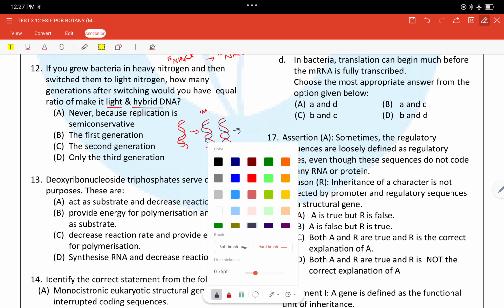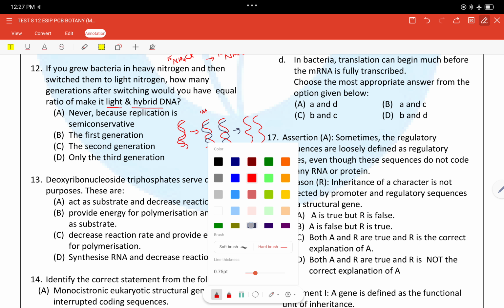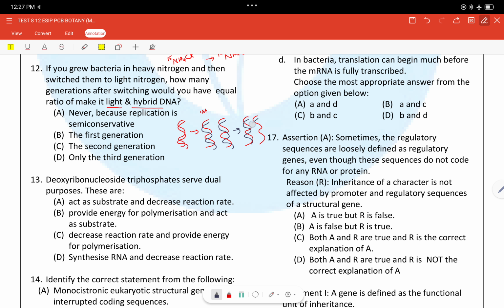In the next generation we have 4 DNA. One strand is heavy, another is light, and these two strands would act as template, and these are newly synthesized strands. So in the first generation 100% DNA are hybrid, and in the second, 50% are hybrid while 50% are light. So the equal ratio can be seen after the second generation. So the answer is C.